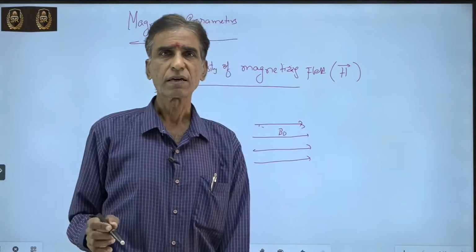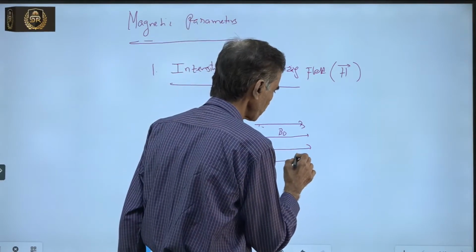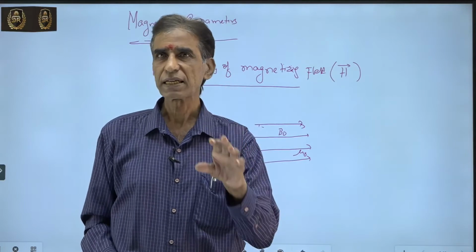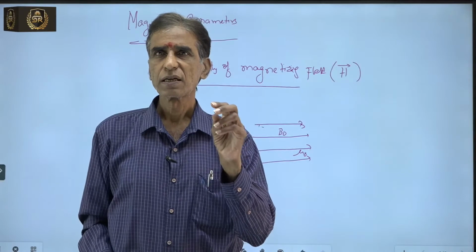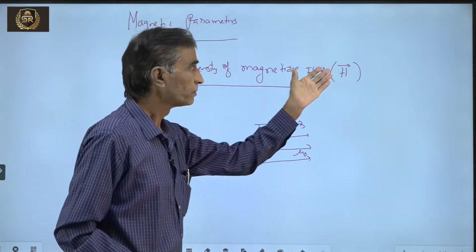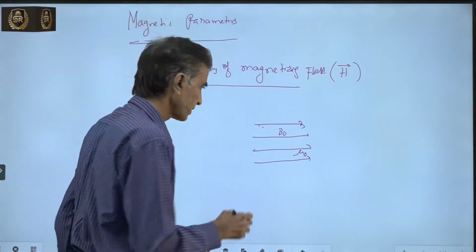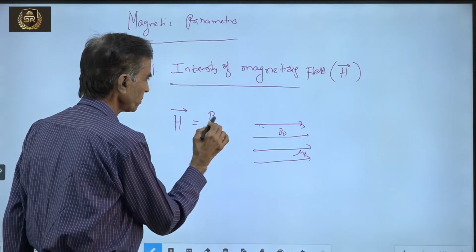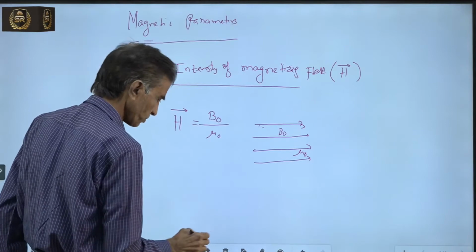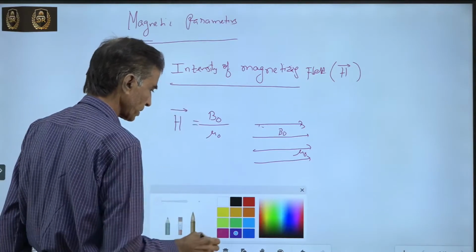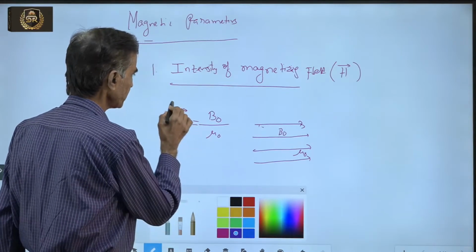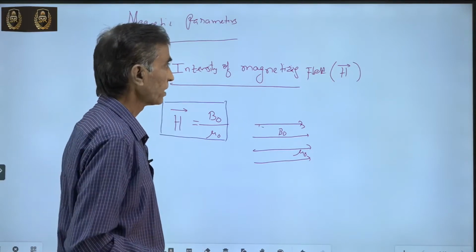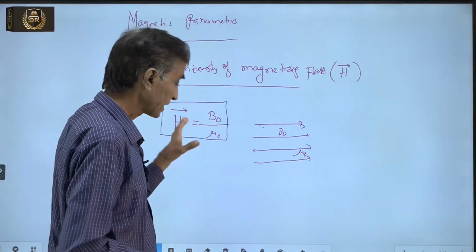Now, the permeability of free space is mu naught. The ratio of the magnetic field induction to the permeability of free space, we call it the intensity of magnetizing field. Therefore, H vector is equal to B naught divided by mu naught. See the significance of this.